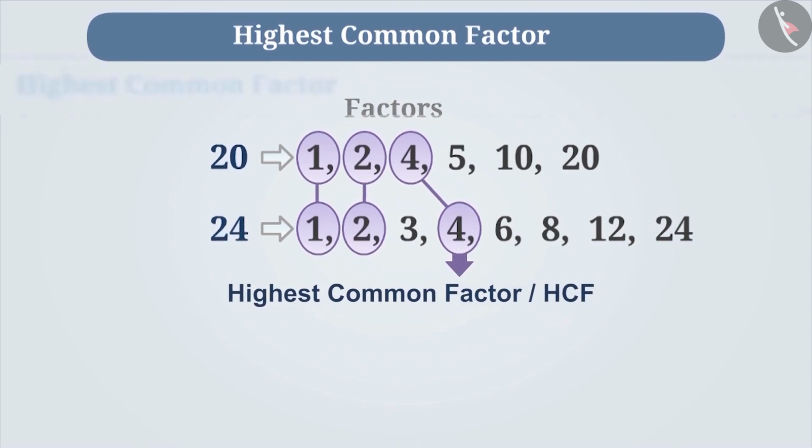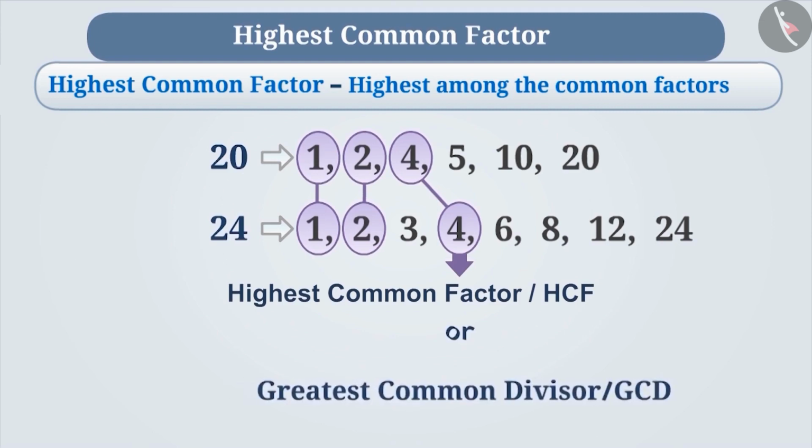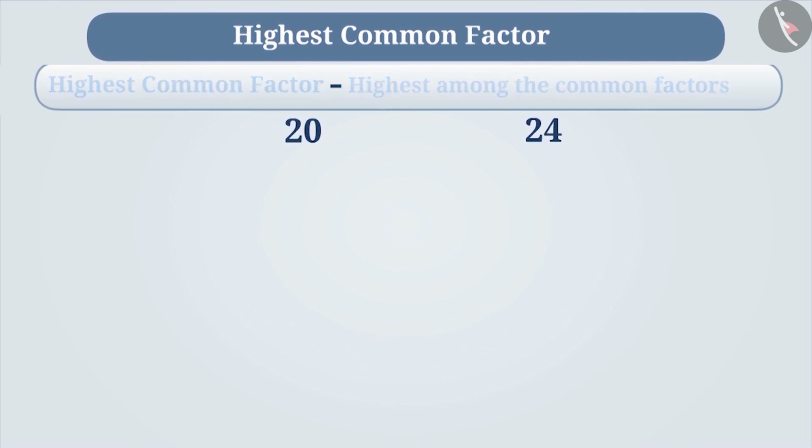That means, for any two or more given numbers, the highest of their common factors is called the highest common factor or HCF. It is also known as the greatest common divisor or GCD. Let's learn to find the HCF of the given numbers. Let's find the HCF of 20 and 24.